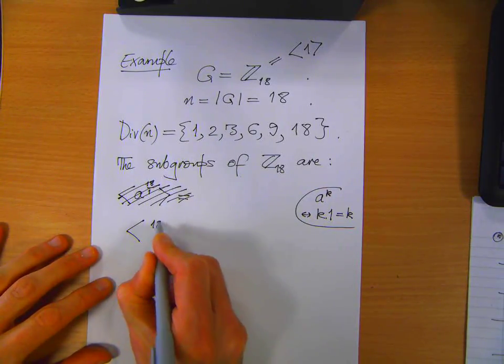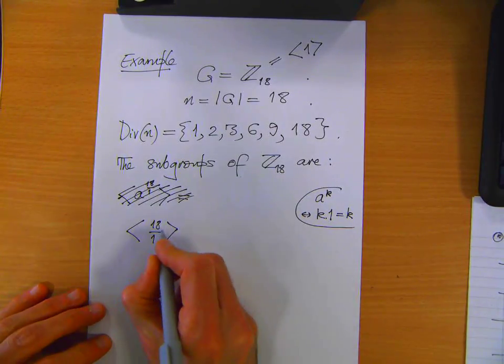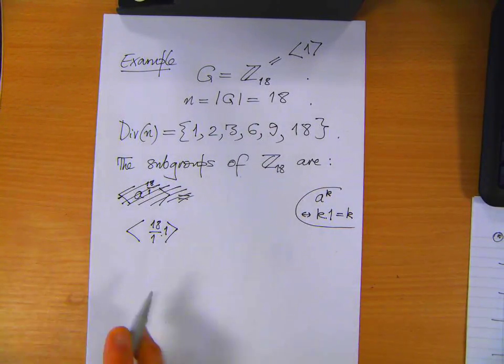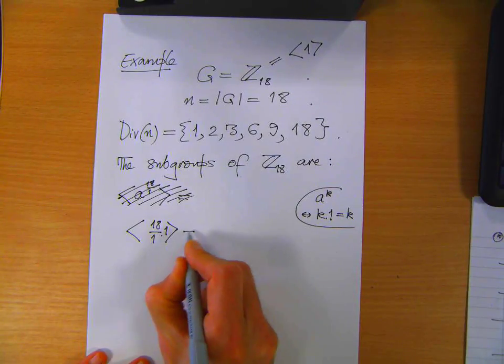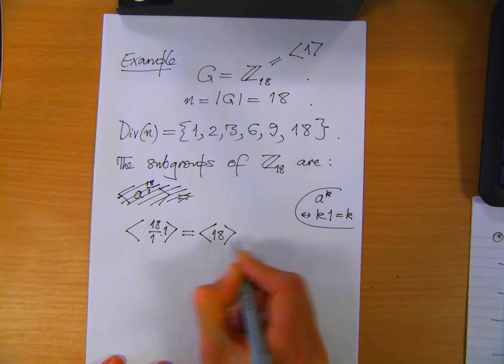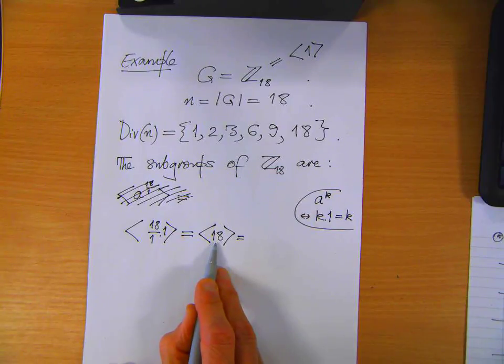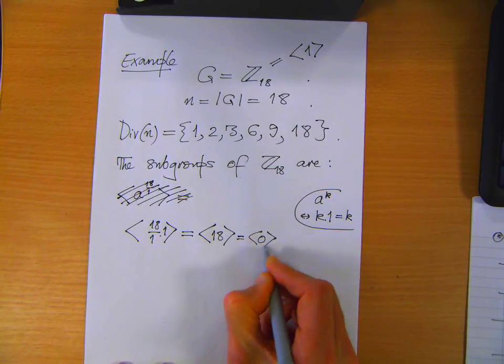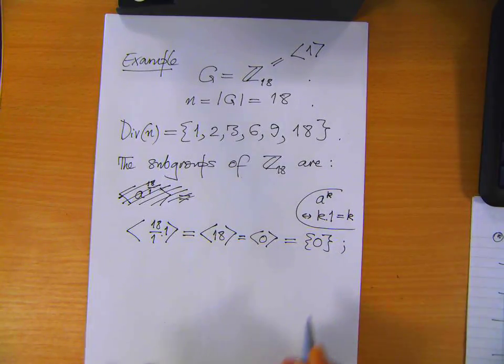So the first generator is actually simply 18 over 1, but that really means 18 over 1 times the generator of the original group, which is 1. So that's 18, but modulo 18 is 0. So in fact, this first one is just the trivial subgroup with one element.